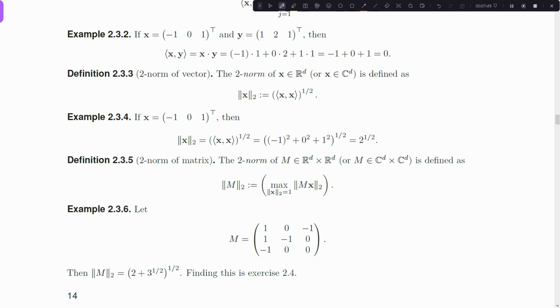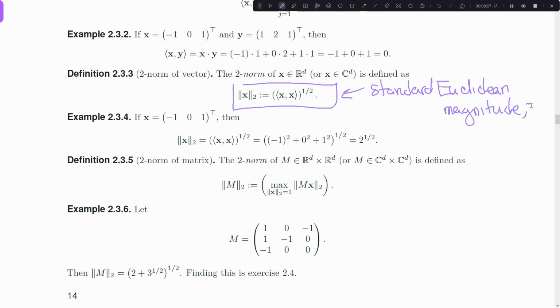Well, anyway, this is the classic Euclidean norm, the standard Euclidean magnitude. I don't want this notation to scare any of you. New name, new notation. Just be aware that it could possibly change. A lot of mathematicians do change it.